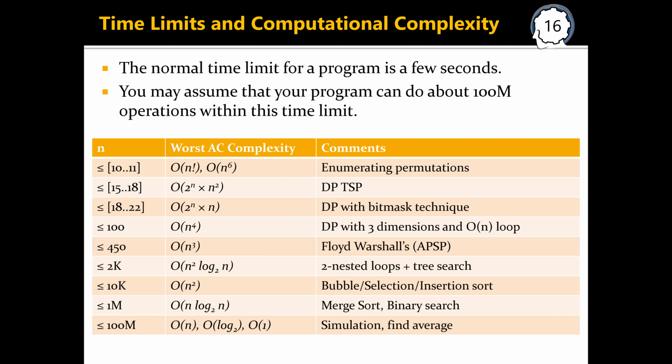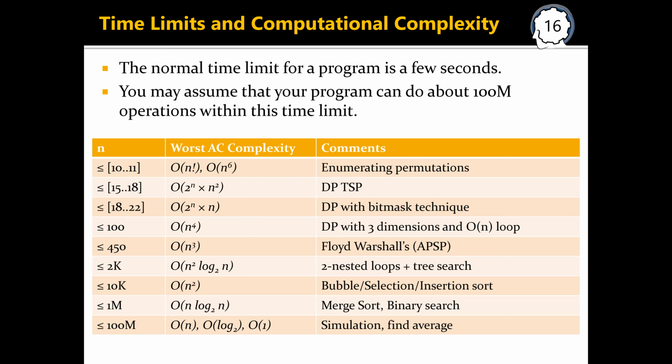If we now get up to 100, then we can use n to the power 4, which means that we can basically do 4 loops, or we can have 3-dimensional dynamic programming with an order n loop. So we can go through this once per element, and so on. At 450, now we can do, for example, cubic algorithms like Floyd-Warshall's all pair shortest path methods.